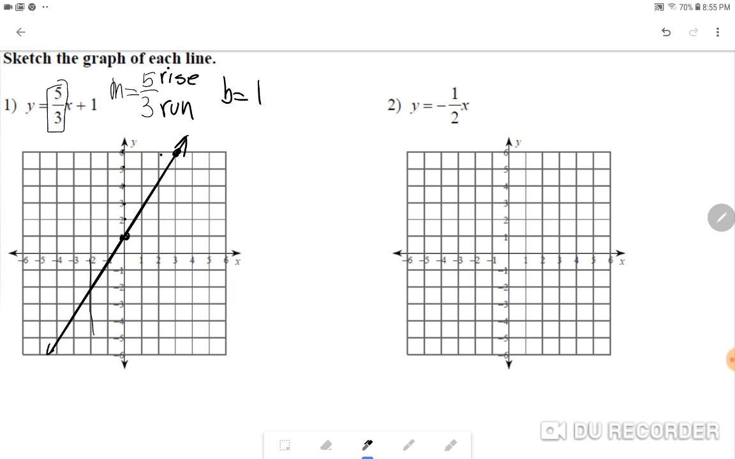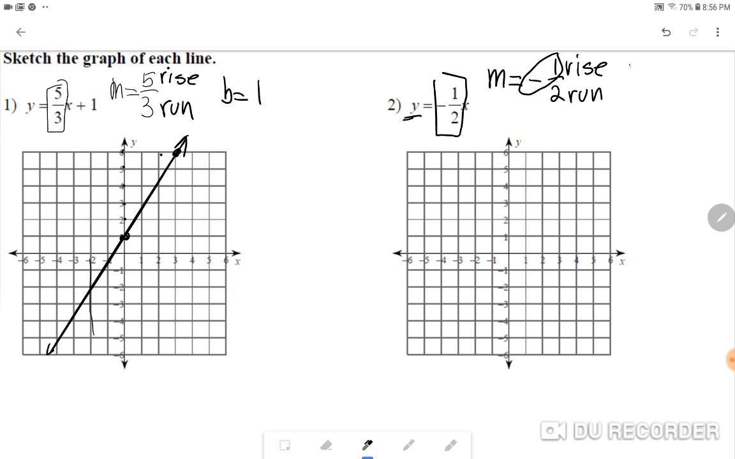Second problem. The y is by itself already. So this is the m value, the slope. In this case, the m will be negative 1/2. And this is my rise, and this is my run. Now there's only one negative, there are no two negatives. When that happens, you have a choice. You can either put it on top or in the bottom, but only one place, not both. So in this case, I'll put the negative on top.